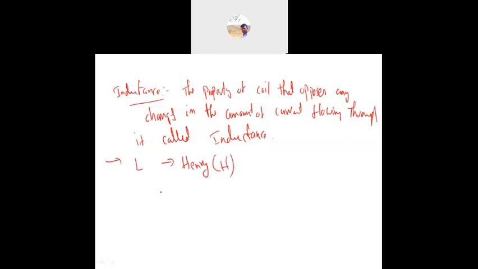Here let us take the expression for self-inductance. First we take one coil having N number of turns. The EMF induced in the coil is E. From the self-induced EMF, due to the change in magnetic flux, we can say that E is equal to N d phi by dt.